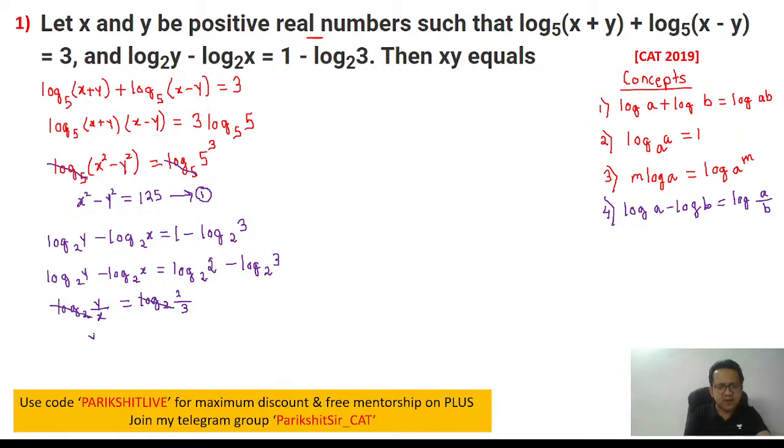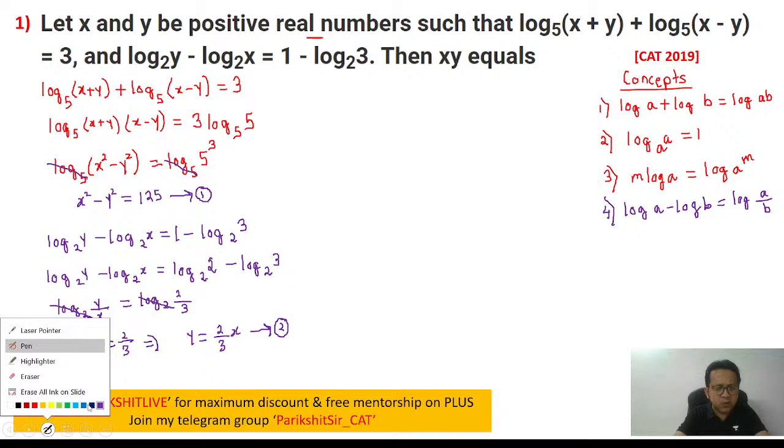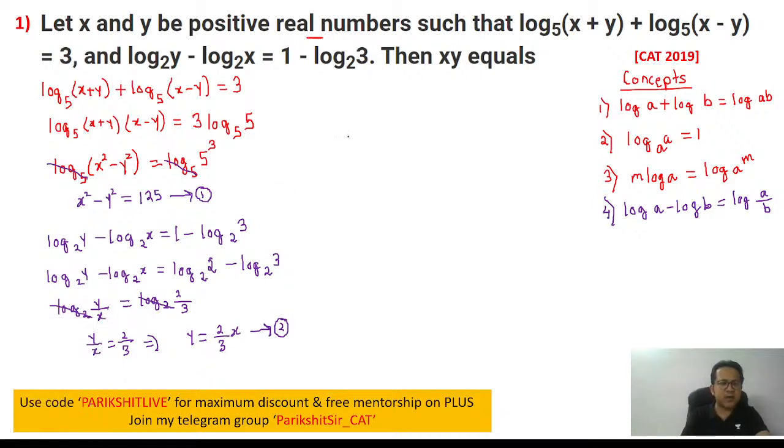So what you have is y by x is equal to 2 by 3, which implies y is equal to 2 by 3x. Let's call it equation 2. Yes, two equations, two unknowns. I think we are done.